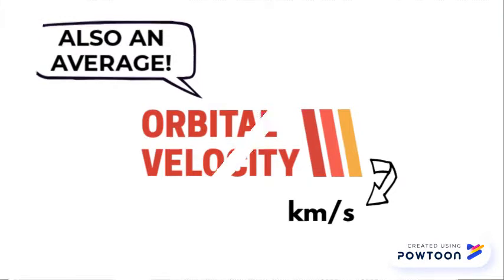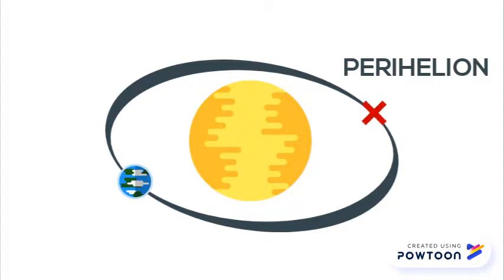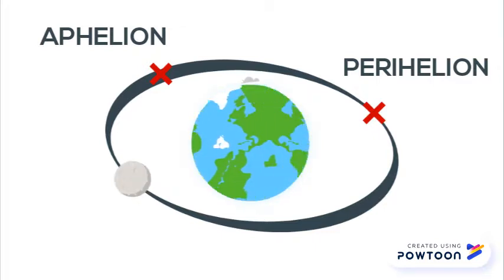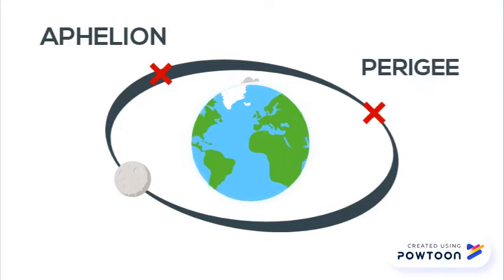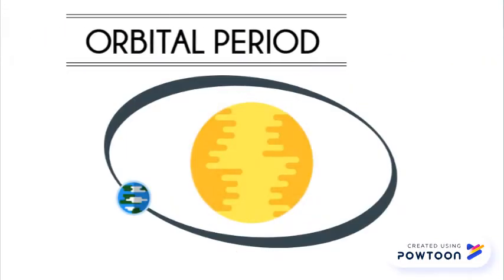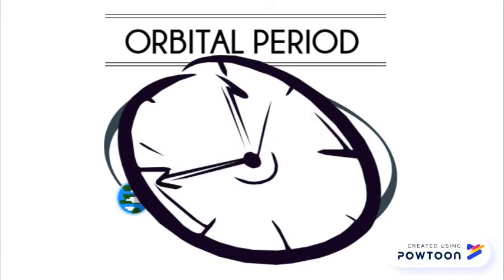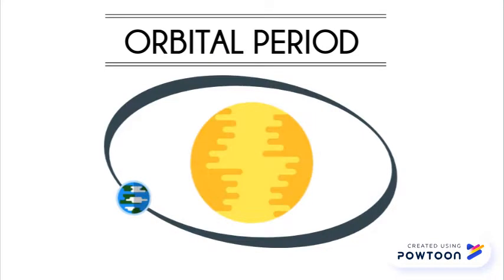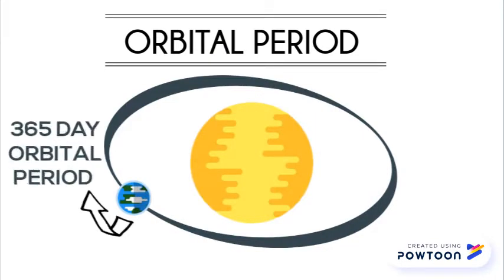Similar to the distance between a planet and the Sun, the speed of a planet during orbit is not consistent. Some more interesting orbital lengths are perihelion, the closest point in a planet's orbit about the Sun, and aphelion, the furthest point in a planet's orbit about the Sun. For the Moon, the closest and furthest points to Earth are given the terms perigee and apogee respectively. Finally, an orbital period is the time it takes a planet to complete its orbit and is expressed in Earth days. As we all know, the orbital period of Earth is roughly 365 days.